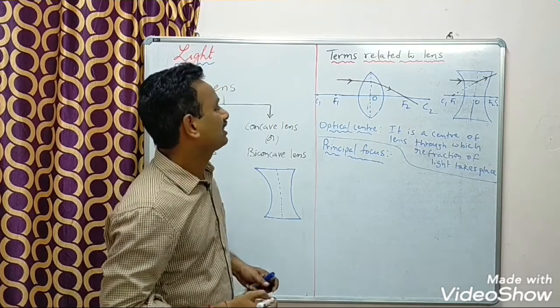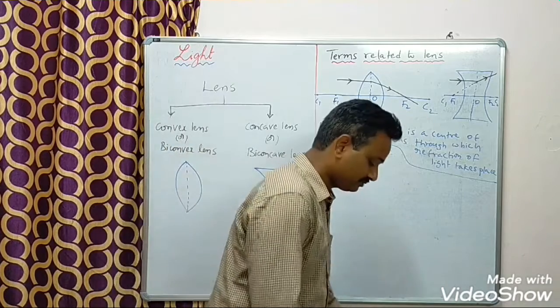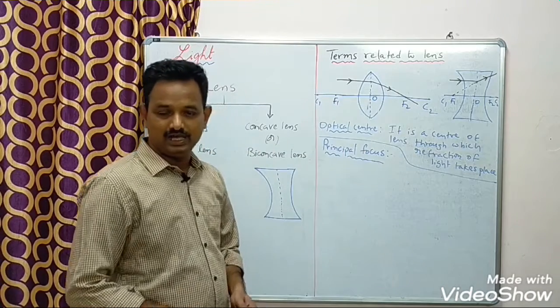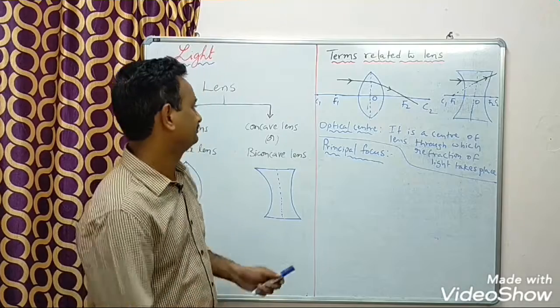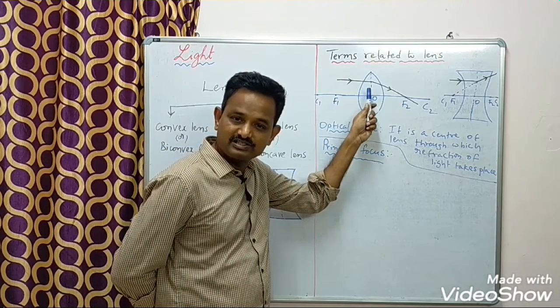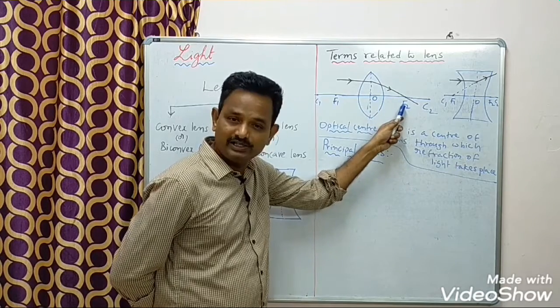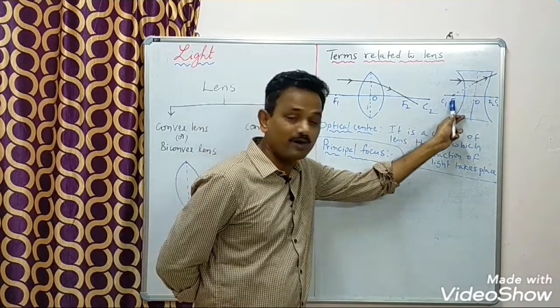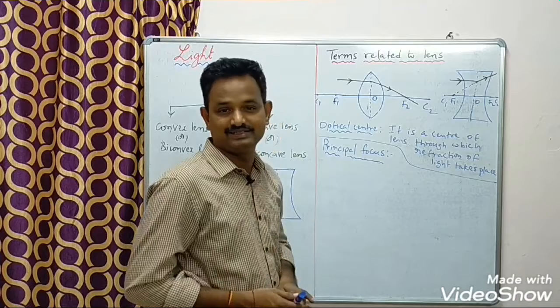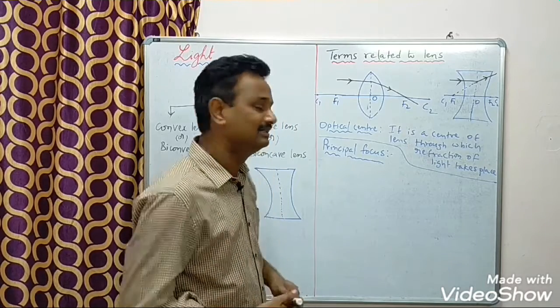Okay? So, combinedly I can say in one sentence. What is that? See, by combinedly, how I will say? A light ray is passing parallel to the principal axis of a lens. After refraction, it meets at a point or appears to come from a point on the principal axis. That point is called principal focus of lens.